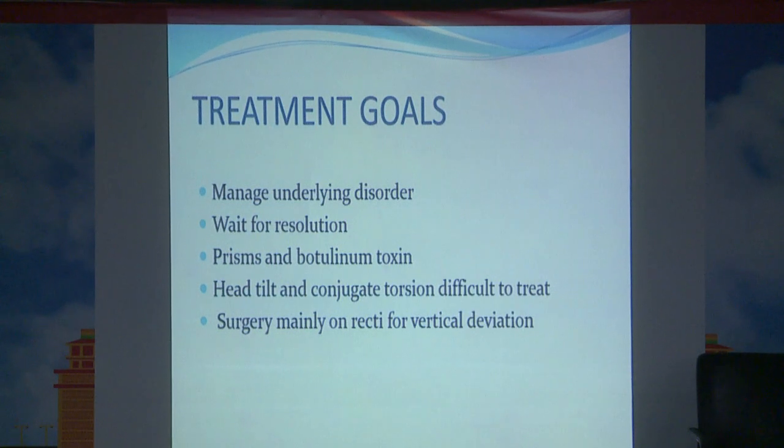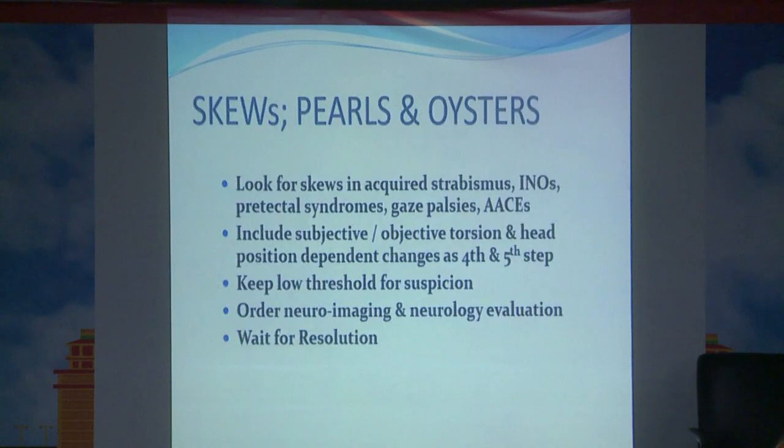So treatment goes, manage underlying disorder, wait for resolution. Prism and botulinum toxin can help. Head tilt and conjugate torsion are difficult to treat. Surgery is mainly on the recti for vertical deviation, so don't be very proactive about surgery.